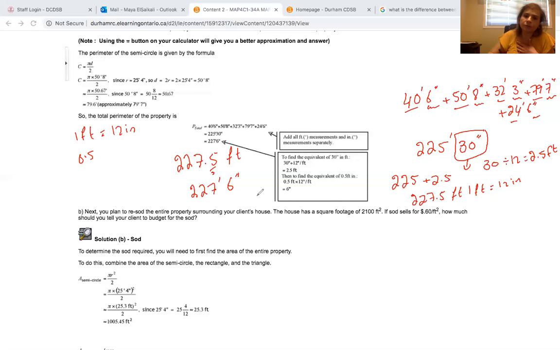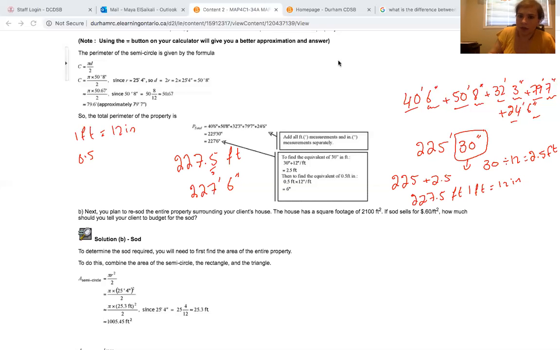Now, the second part of the question says, next, you plan to resod the entire property surrounding your client's house. The house has a square footage of 2,100 square foot. If the sod sells for $0.6 per square foot, how much should you tell your client to budget for the sod?